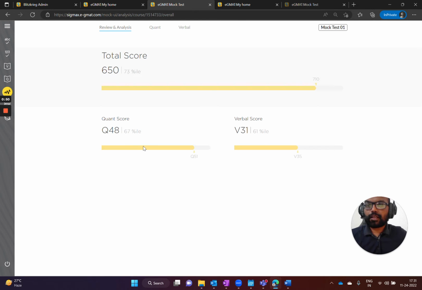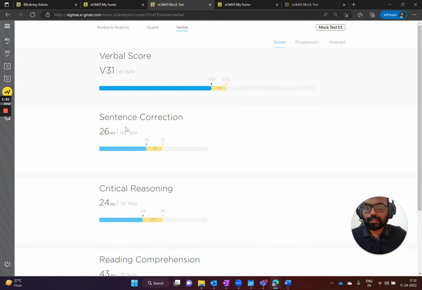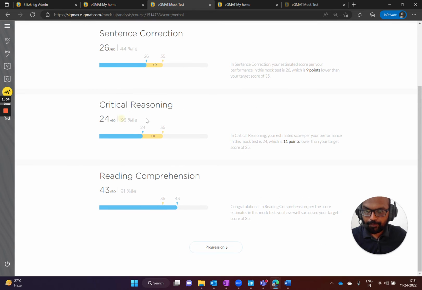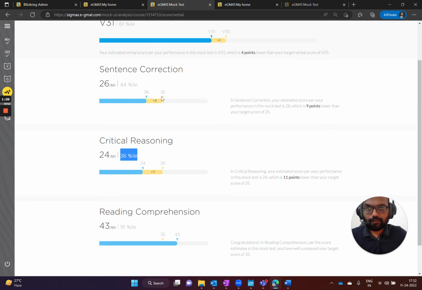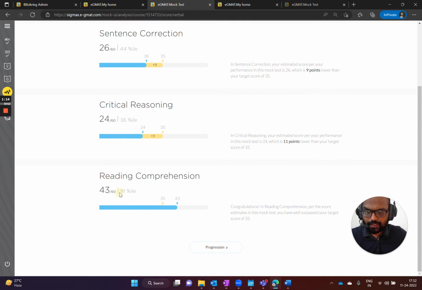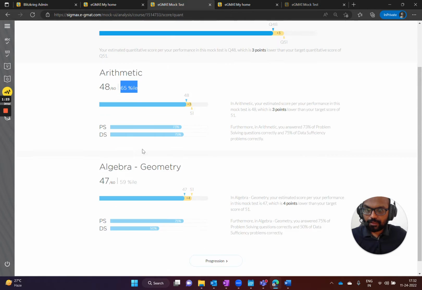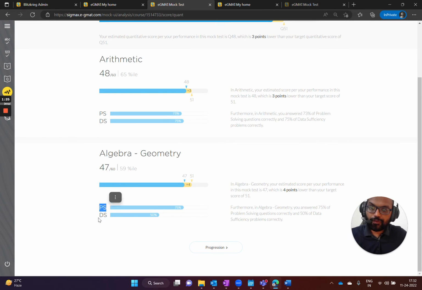The Sigma X mock test will come with an enhanced score report. This is the only mock test out there apart from the real GMAT that gives this enhanced score report. So you get to know your quant score, verbal score, and within verbal, you get to see your percentile scores in sentence correction, critical reasoning, and reading comprehension. These percentile scores actually talk about your current skill level. 44 percentile in sentence correction means probably the foundation is very weak. 91st percentile score in reading comprehension means your skill level is very good, already the ability is there. Similarly, in quant you get to see your arithmetic percentile score, algebra, geometry, problem solving, and data sufficiency percentile scores. These all act as your baseline scores.